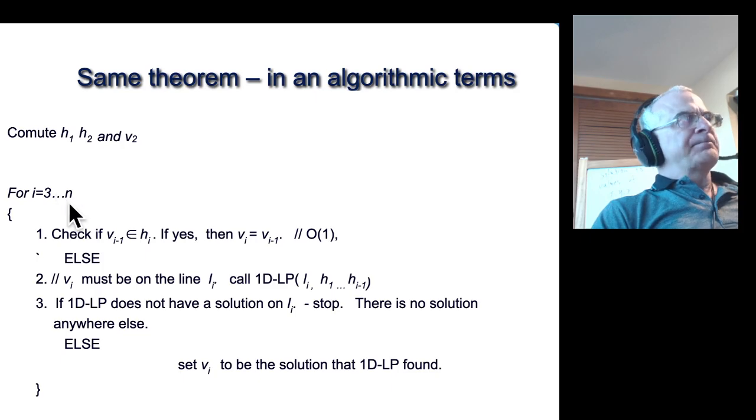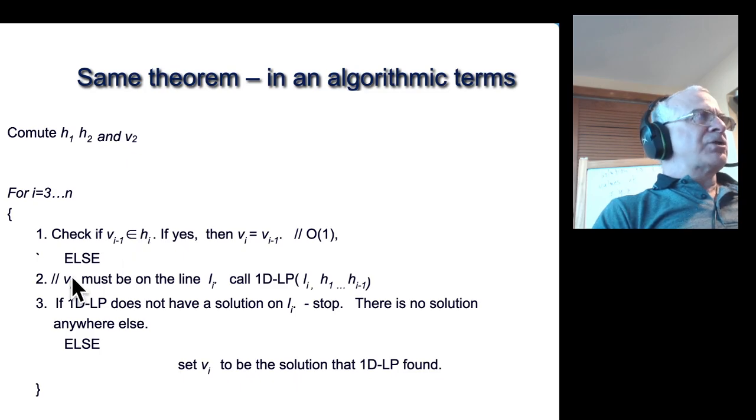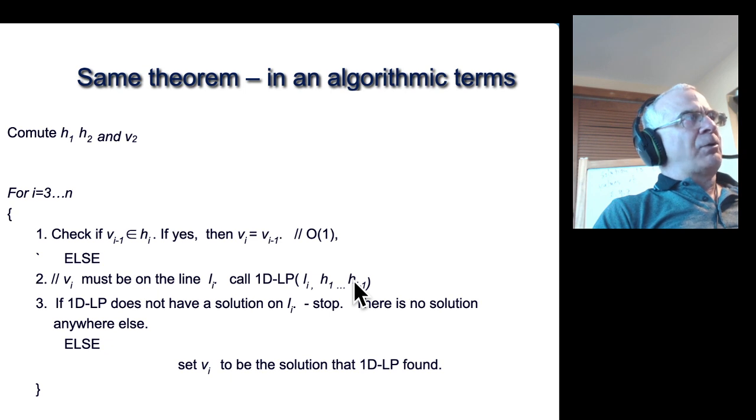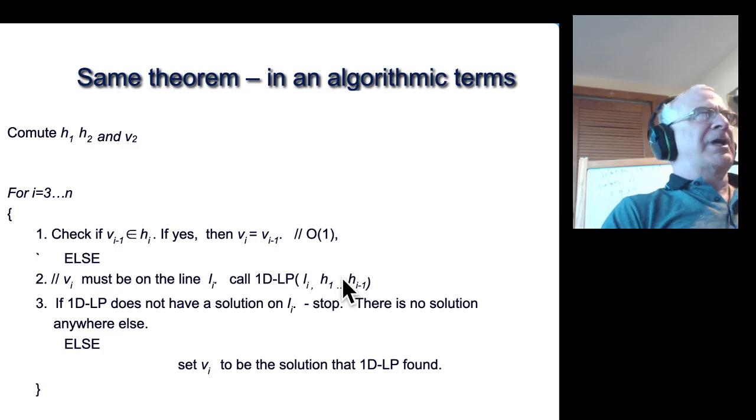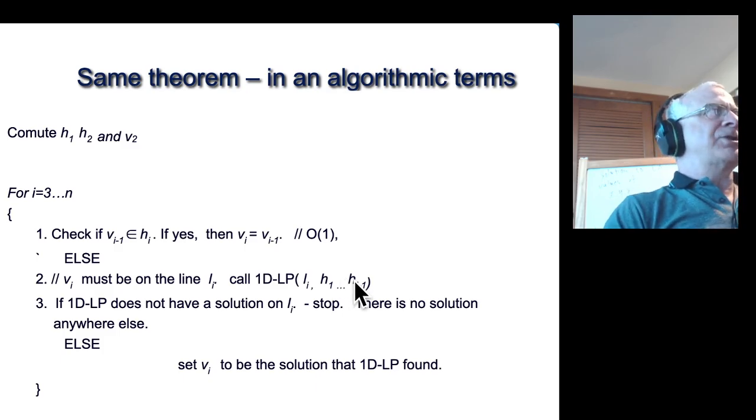Else, that is, v_{i-1} violates H_i, then the new solution must be on L_i, the boundary of H_i. v_i must be on the line L_i, and you're just calling the one-dimensional linear programming to find it. What do you tell the 1D LP? I'm only looking for solutions which are on the line L_i and satisfy all the previous half planes H1, ..., H_{i-1}.